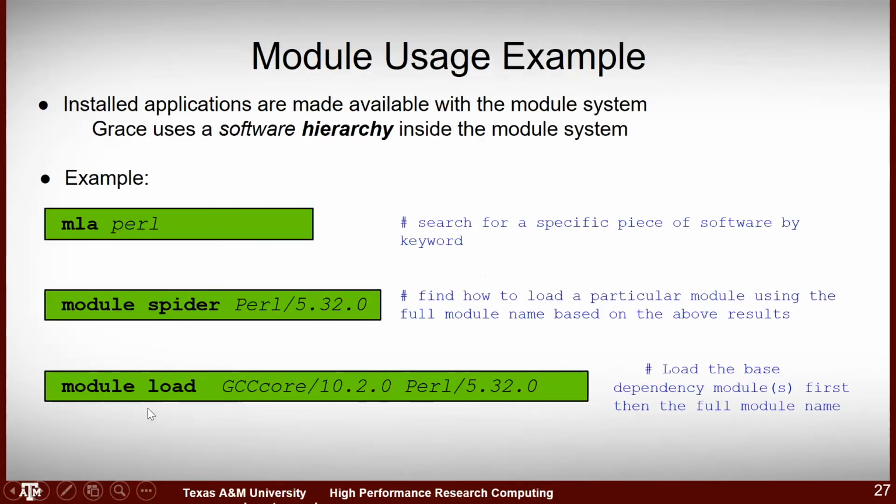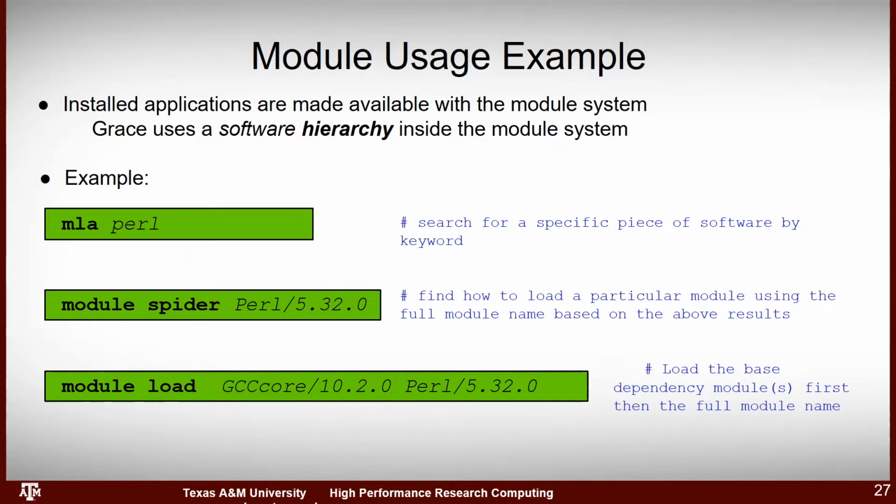So I'm showing you an example. Here's an example: I need to load Perl. Perl is a programming language, so you need to load Perl to do some kind of Perl programming. The first thing you want to do is see if Perl is available. So module avail perl, and it's going to check to see if there is a Perl. And it's going to say, yeah, there is one.